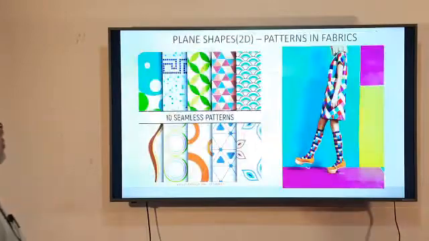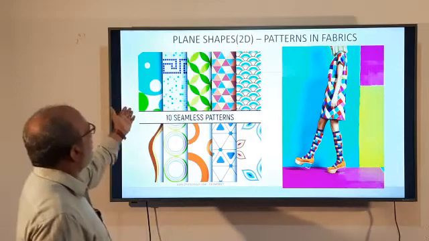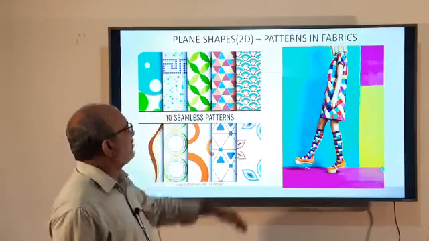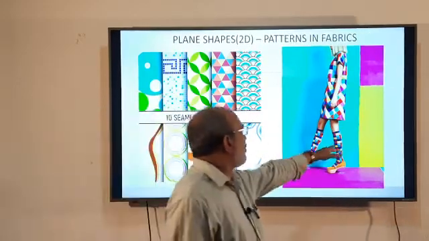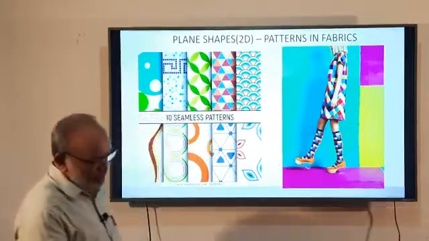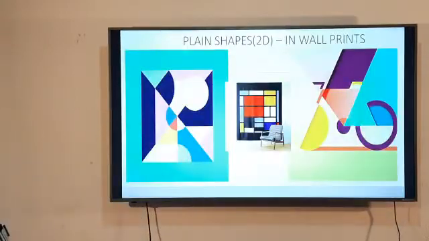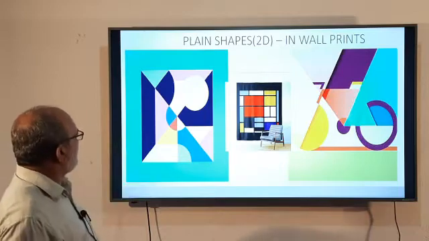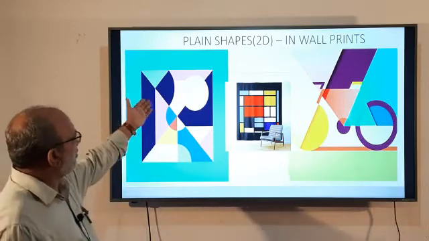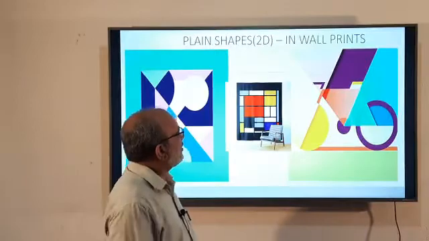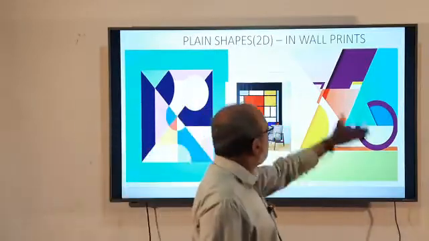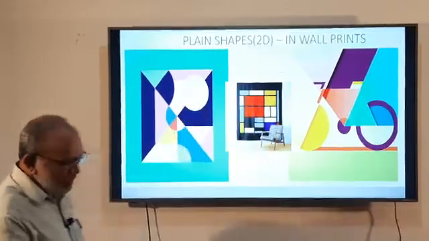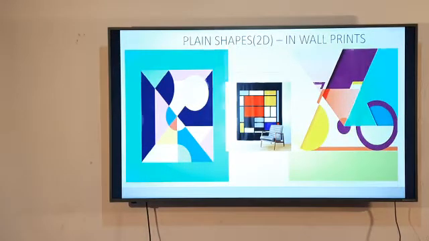Okay. Now see, here we have some patterns in fabrics. Different patterns: circles, triangles, leaves and many others. And here we have some squares and rectangles. Okay. Some plane shapes in wall prints. You can see almost all the shapes here: circles, semicircles, quarter circles, rectangles, squares and a lot. A rhombus here. So these are some plane shapes.